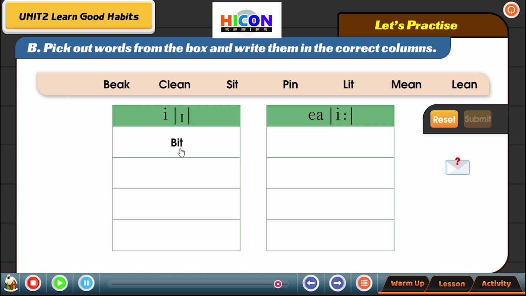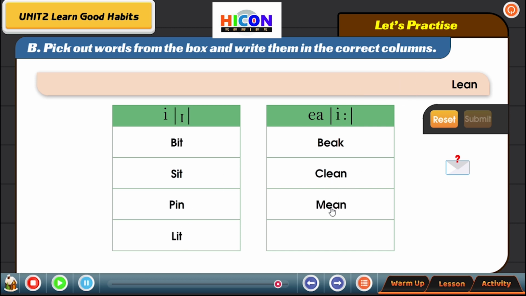Yeah, we'll drop it over here. This is beak. Beak is long. Clean, again long. Sit, short. Pin, short. Lit, short. Mean, lean, long. Yeah.